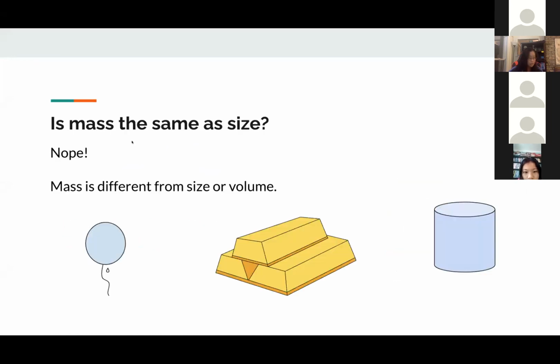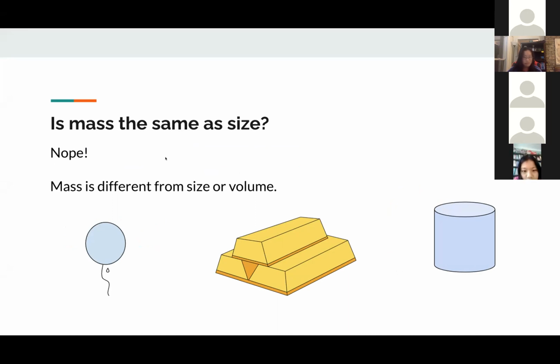Okay, we have another problem. Is mass the same as size? If you click again, but it's okay. The answer is there. Nope. Mass is different from size or volume. You can tell, the balloon, the gold, the cylinder, it's all different.